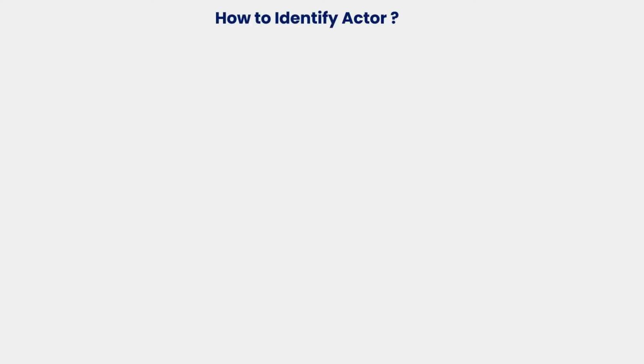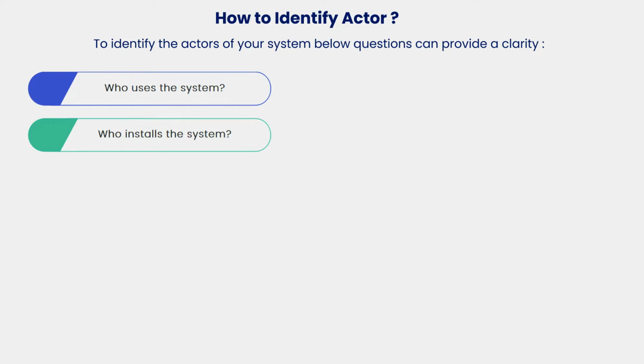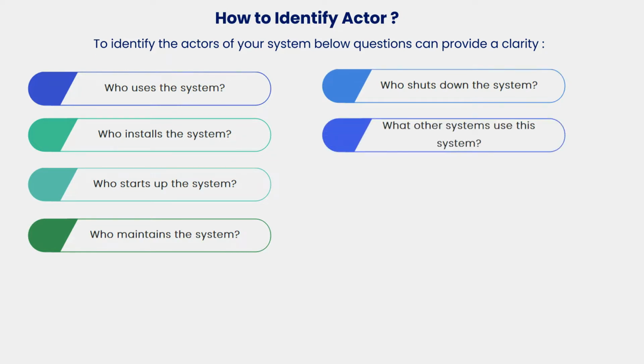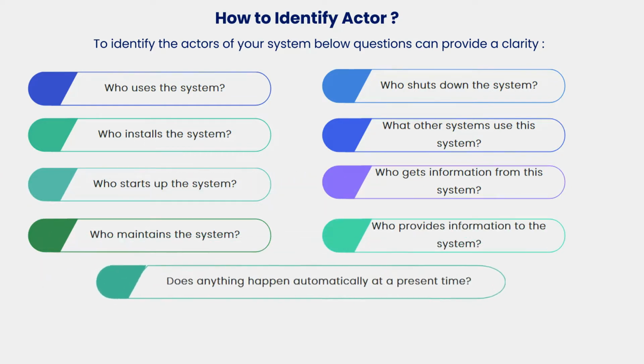Let's find the easiest way to identify the actors. To identify the actors of your system, these questions can provide clarity. Who uses the system? Who installs the system? Who starts up the system? Who maintains the system? Who shuts down the system? What other systems use this system? Who gets information from this system? Who provides information to the system? And does anything happen automatically at the present time?